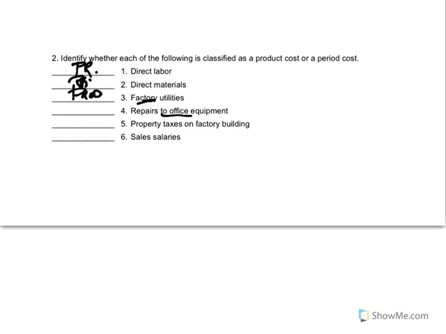Repairs to office equipment, no, that's a period cost, that's outside. So anything in the office is a period cost. Property taxes on the factory building, product cost. Sales salary, though, would be period cost.